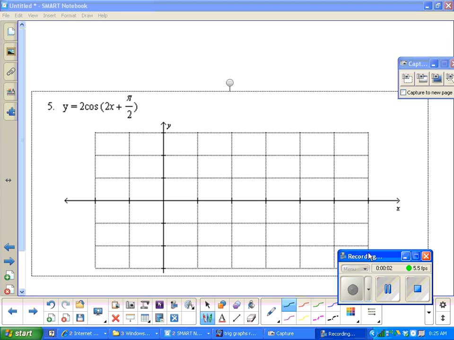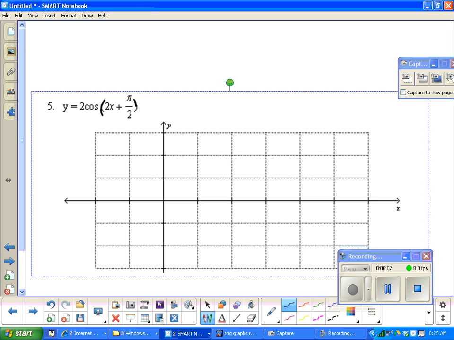Okay, number 5, we're doing a cosine graph. And notice this one has parentheses here where we've got that plus pi over 2 inside. So that's going to indicate a phase shift. Now let's start off with the other two things first.